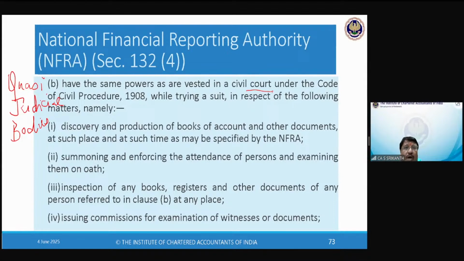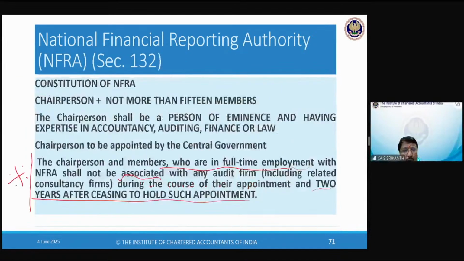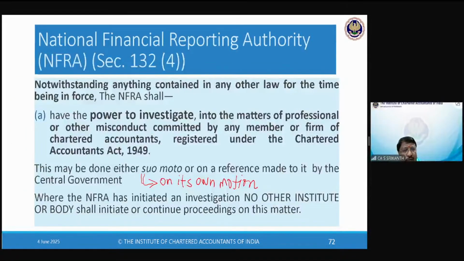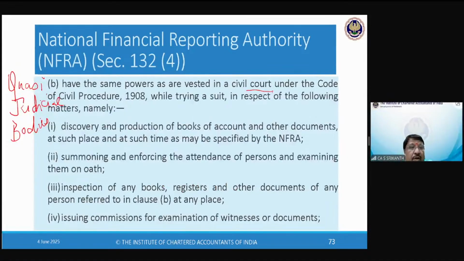Okay, suffice it to say. Now the point is, quasi-judicial bodies are not civil courts. They are not a court, but they have the same powers as are vested in a civil court under the CPC while trying a suit for a limited purpose in respect of the following matters. So, normally a civil court will have these powers, but a quasi-judicial body sitting in a quasi-judicial function like hearing a case of a poor chartered accountant for disciplinary proceeding, etc., will have the same powers as a civil court with regard to discovery and production of books of account.